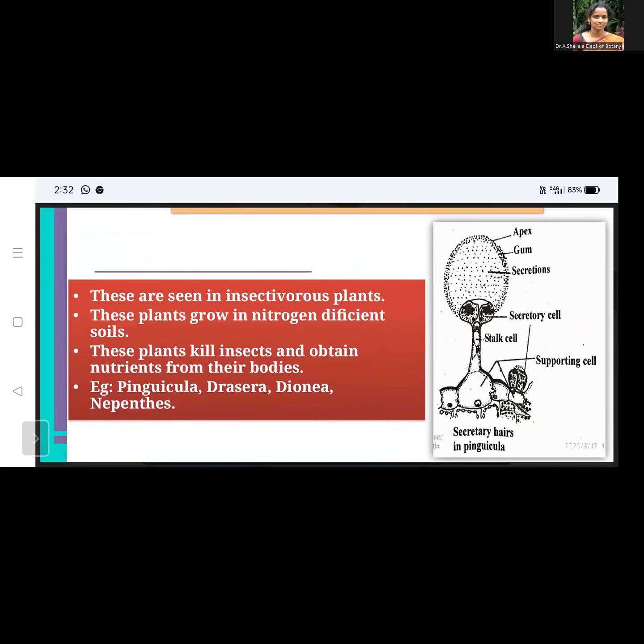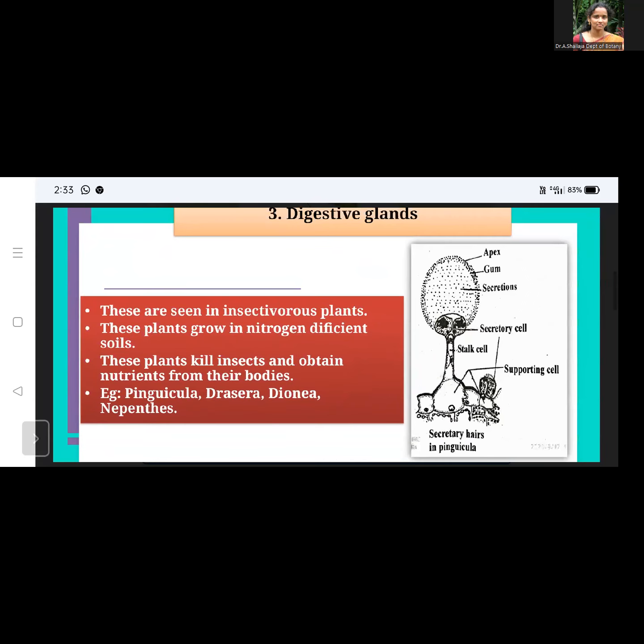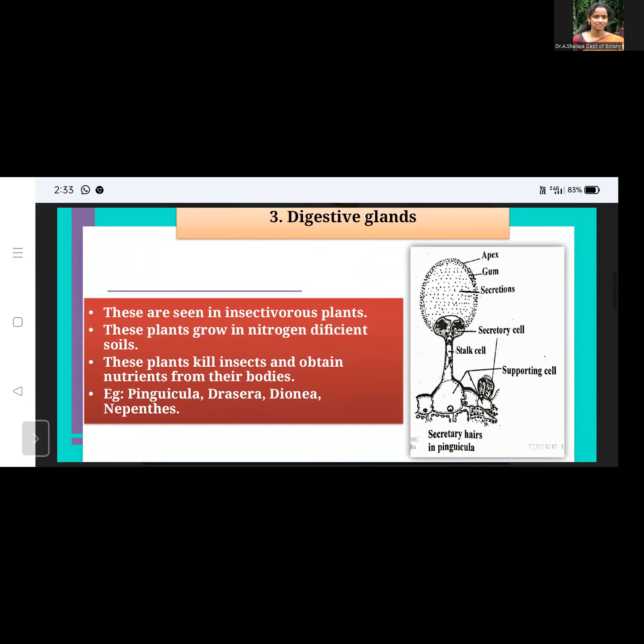Seen in insectivorous plants. These plants grow in nitrogen deficient soils. These plants kill insects and obtain nutrients from their bodies. See here, very, very important. The digestive glands, example, Pinguicula, Drosera, Dionaea, Nepenthes. Okay? So digestive glands are present in these plants.